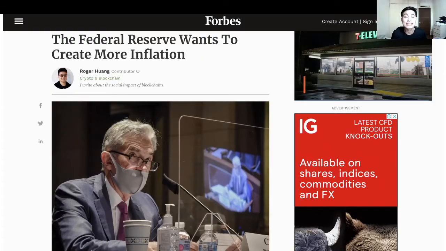After the Fed announced its latest stance on inflation, this article by Forbes came out with a headline mentioning that the Fed wants to create more inflation. So is it true that the Fed wants to create more inflation? Let's take a look at what the Fed has to say on their official website.